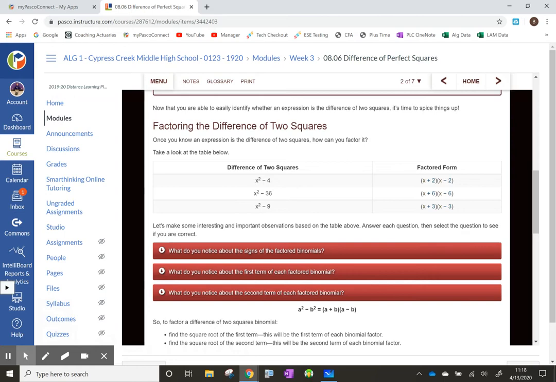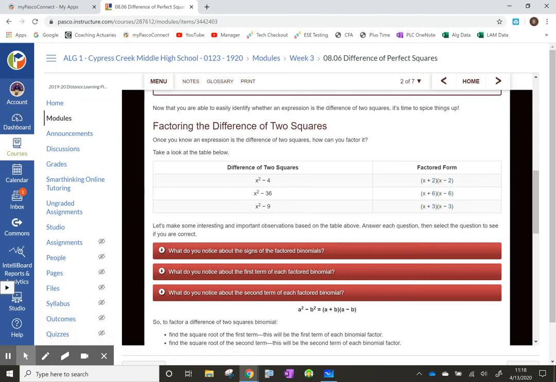They've got x squared minus 4. So the square root of both of those would be x and 2, which is why you see x plus 2, x minus 2 as its answer. The second one, you see x squared minus 36. Again, we know that x squared is x, and 36 is 6 when you take the square root of them. So you have x and 6, which means your answer would be x plus 6 and x minus 6.